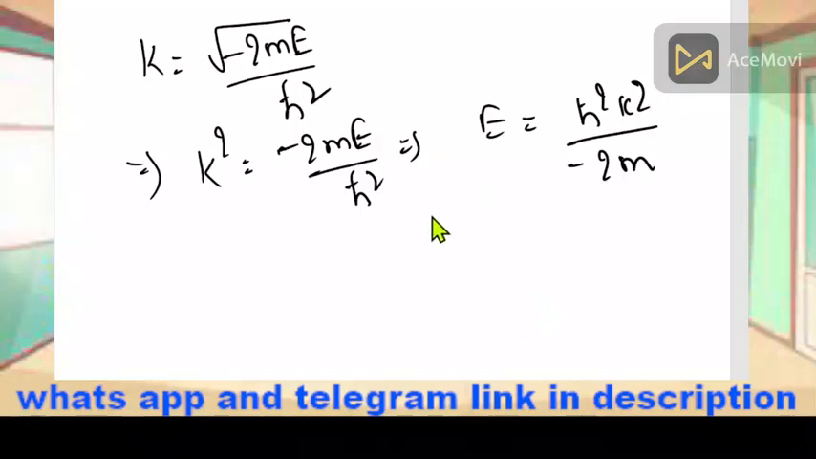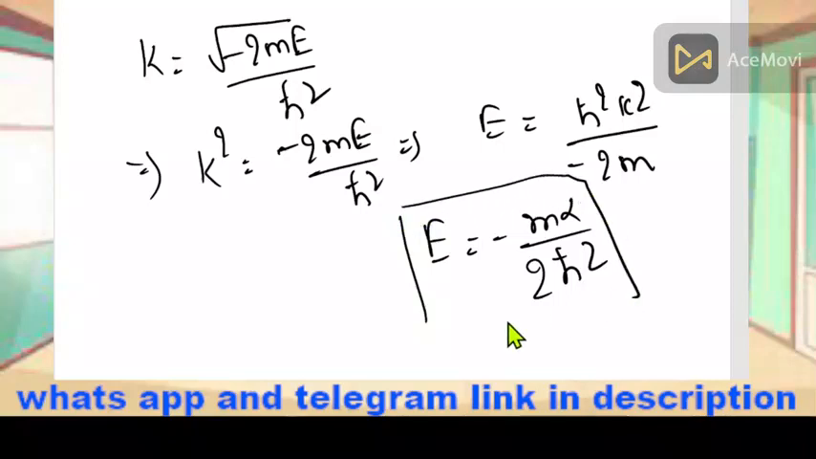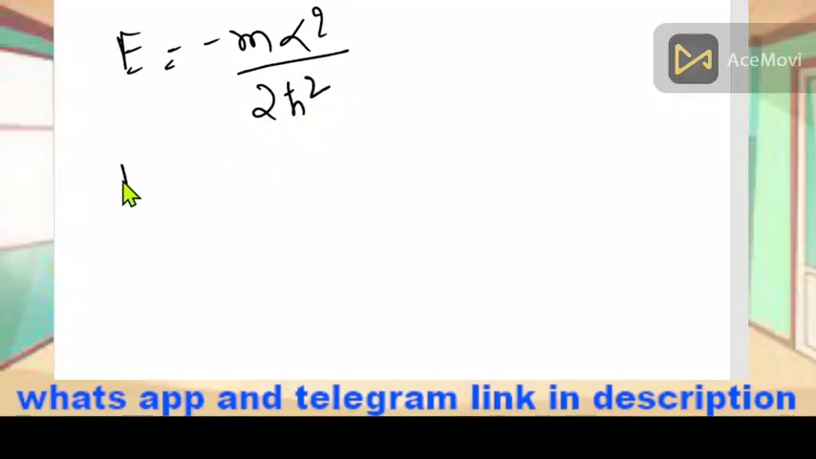If you can relate, then it is very good. So, what we have found is E equal to, putting the value of k, minus m alpha square by 2 h bar square. So this is the value of E that we are getting. Now what is the significance of this value of E? Minus m alpha square by 2 h bar square.